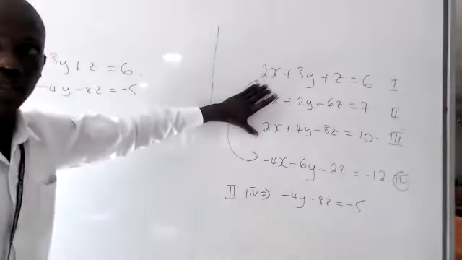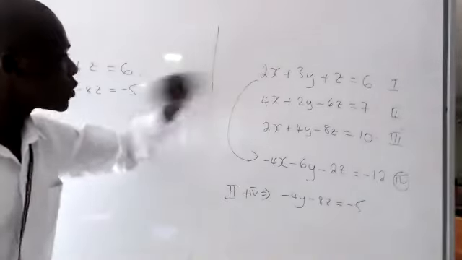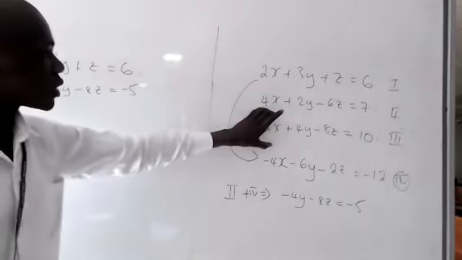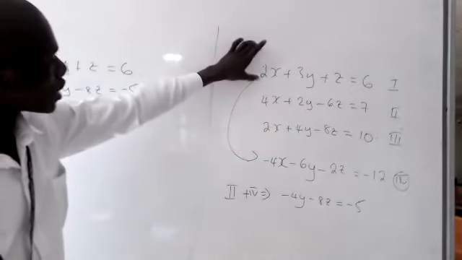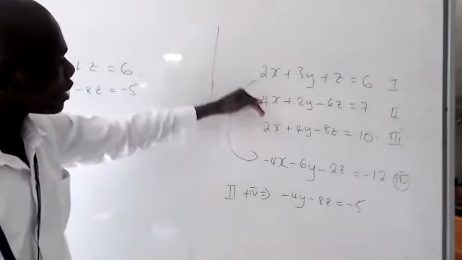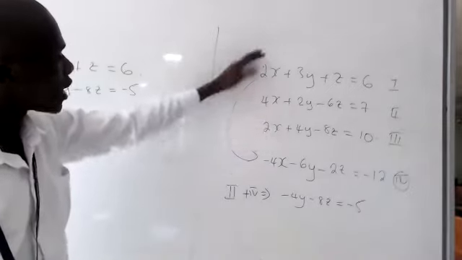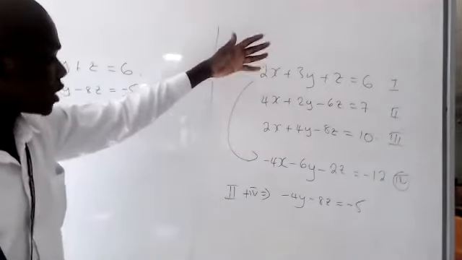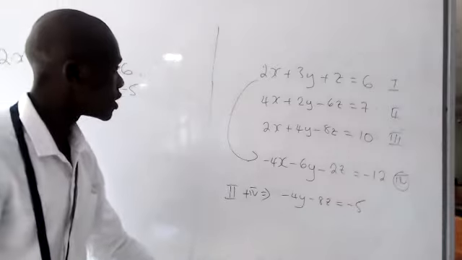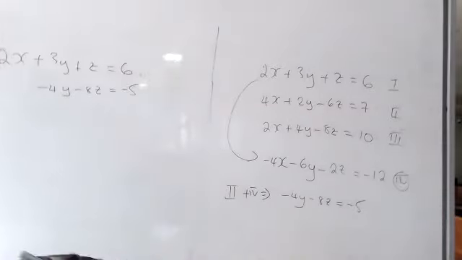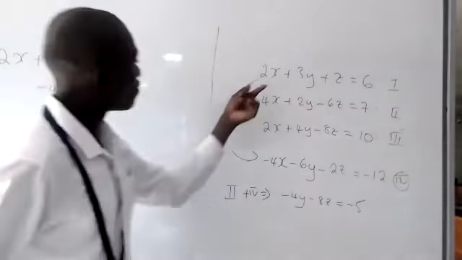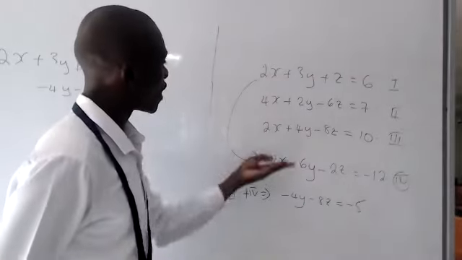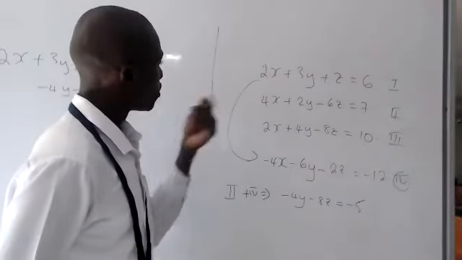It's been eliminated. I will do the same for this third equation. This is 2x, this is 2x. So I can subtract them directly because this is coincidence. It is just a coincidence. It never happens like this usually, but you already have 2x and 2x, so you can just go ahead and subtract.